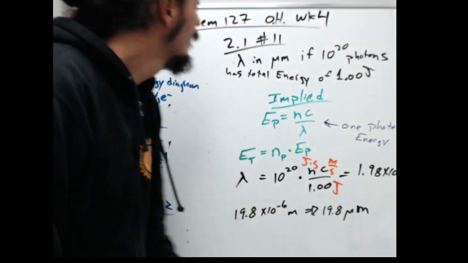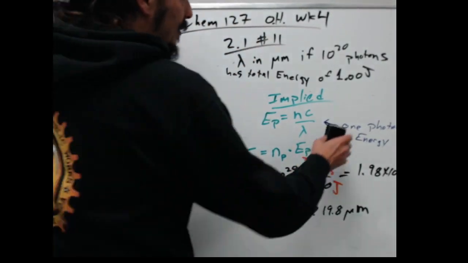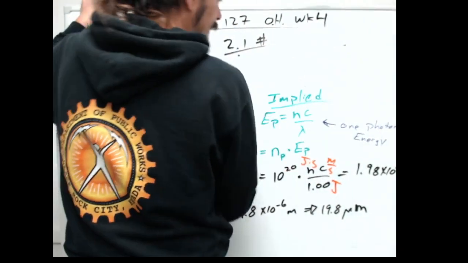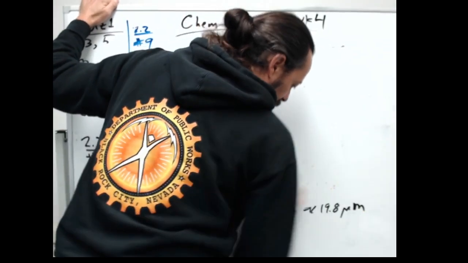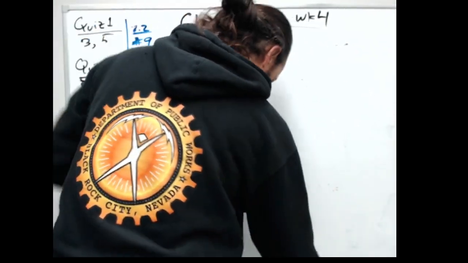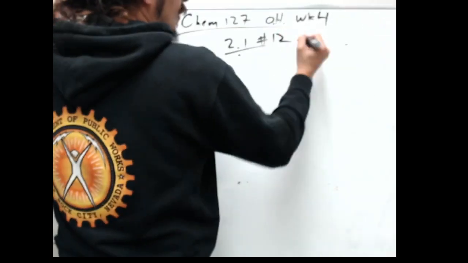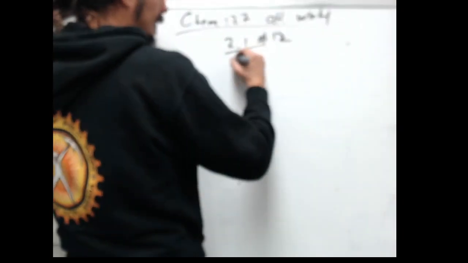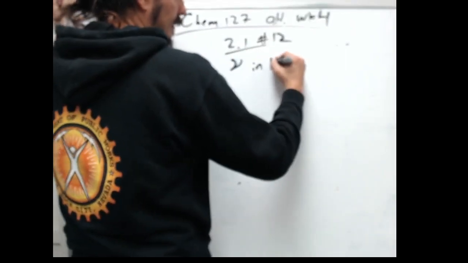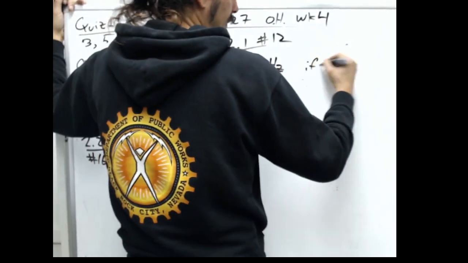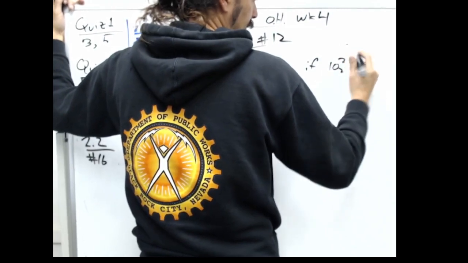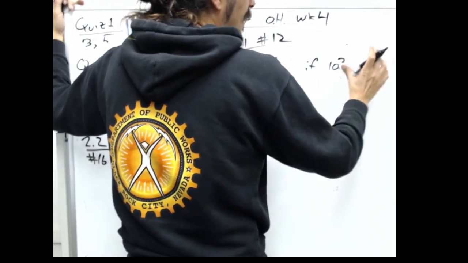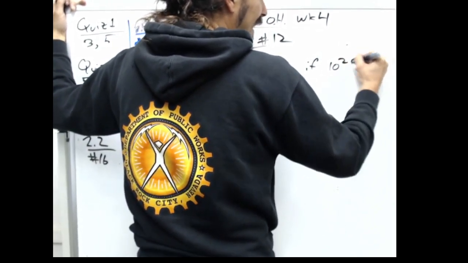Okay. Let's take a look at number 12. For sure. Twelve. The frequency in hertz of a photon, if 10 to the 20 of these photons combined have an energy of 1 joule. Oh, I shouldn't have erased all of that work we just did because they're related to each other.